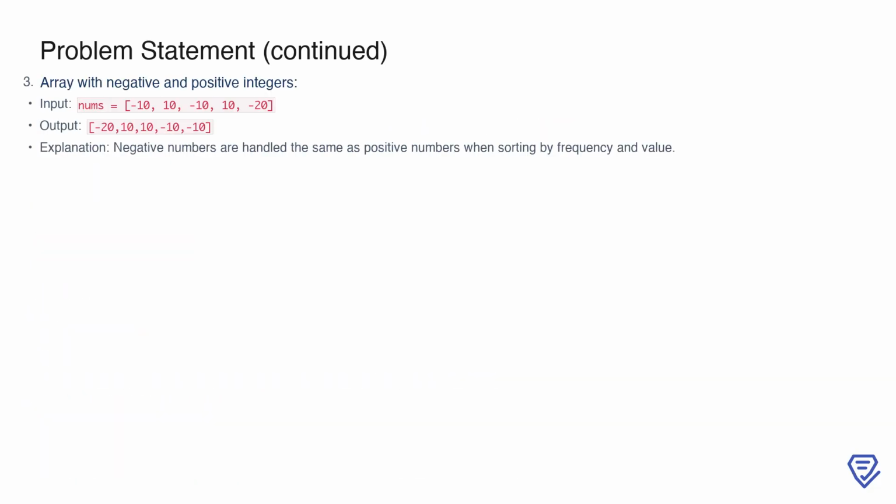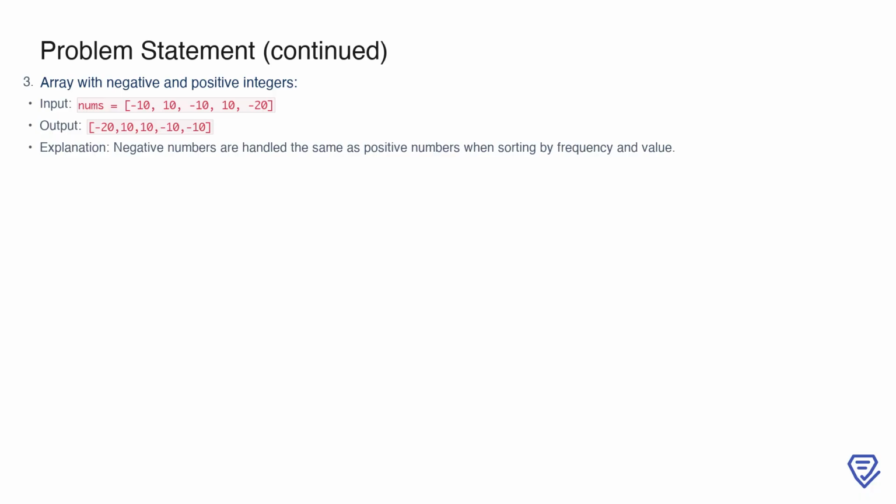Now, let's consider edge cases. For an array with only one element, such as nums equals 5, the output is simply 5, since there are no other elements to compare frequencies. For arrays where all elements have the same frequency, like nums equals 5 4 3 2 1, the output is 5 4 3 2 1, as they are sorted in decreasing numerical order.